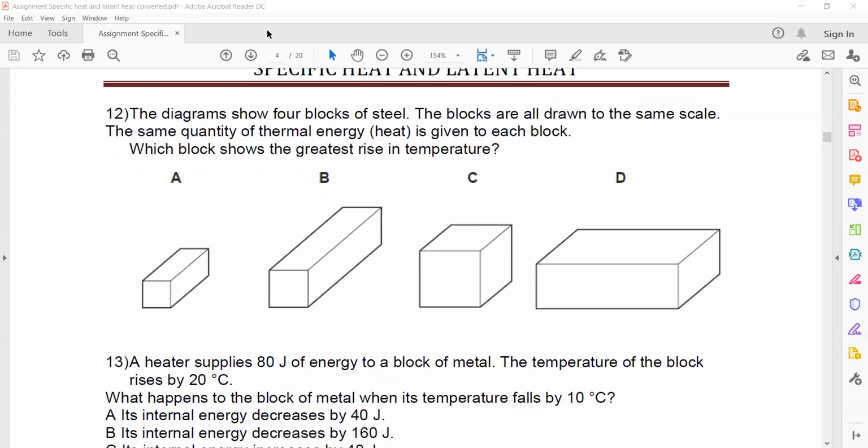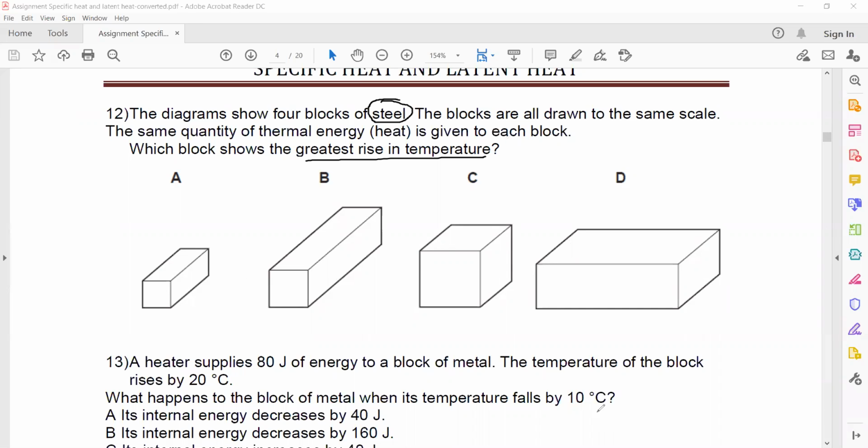For example, the diagram shows 4 blocks of steel. So you can see all are the same material. You have blocks of steel, the same amount of heat energy supplied, and they ask which block shows the greatest rise in temperature. So how can you relate? You can use the formula. First thing, can you identify which object is lighter here? A, B, C, or D?